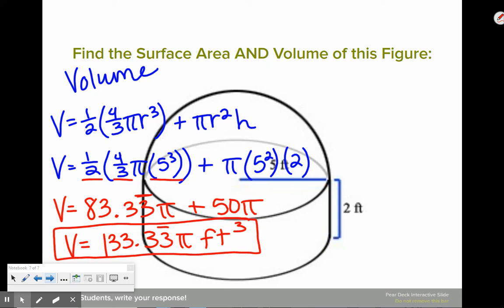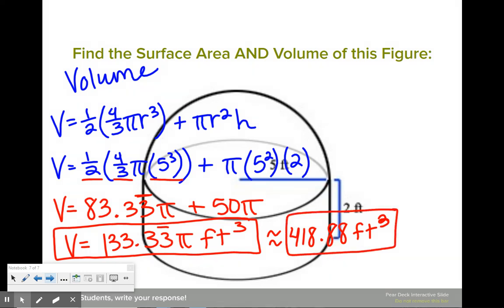Okay, and if I want to actually find a rounded answer, which might be better because we're dealing with decimals here, it'd be approximately 418.88 feet cubed. There we go. Either answer is fine. We end up with a decimal because of the 4/3 there.